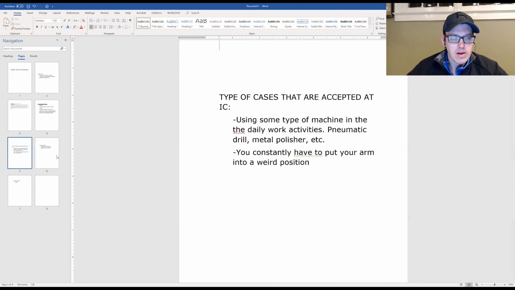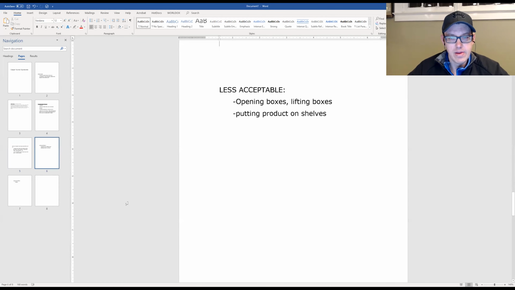Cases where, and when I say these are claims that I've dealt with and gone to hearings for, and the general pattern that I see. Harder cases, it's not impossible, but it's harder, are where we've seen claimants who open boxes, or lift boxes and take product out of a box and put it on shelves, or break down cardboard boxes.